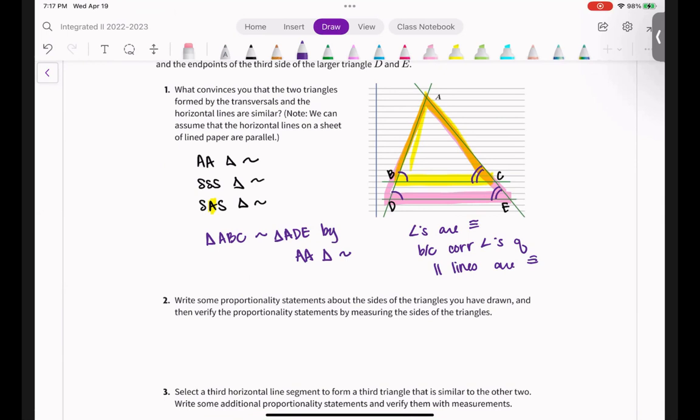So using that up there, I could say that AB over AD, so the left side of the smaller triangle over the left side of the bigger triangle, is equal to the right side of the smaller triangle over the right side of the bigger triangle. And if I wanted to, I could also do that third side too, right? I could do the BC over DE, and I'll write that here. BC is over DE.